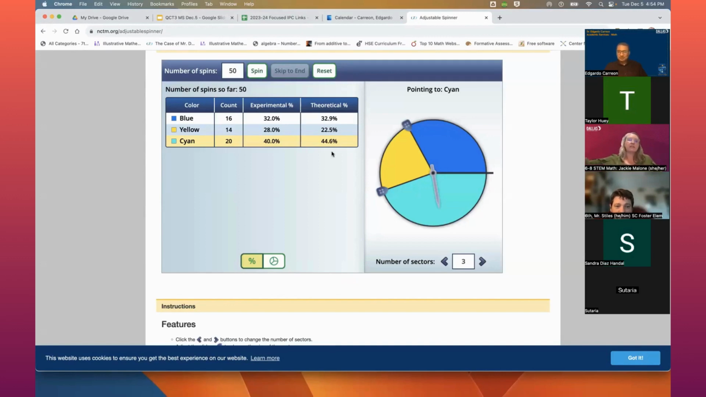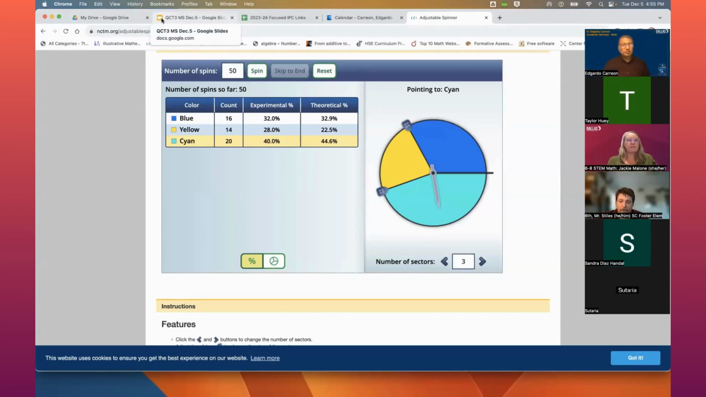We can see the theoretical is what it should be, but then there's that randomness every time you spin a spinner. We still know we're pretty close. And this is why kids struggle with the experimental and theoretical. Then how do we do the math for experimental? How do we do the math for theoretical? And then use those to make predictions.